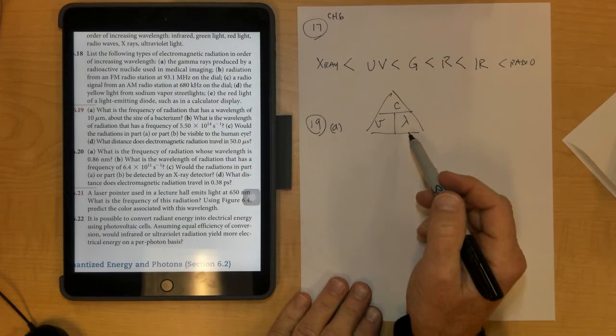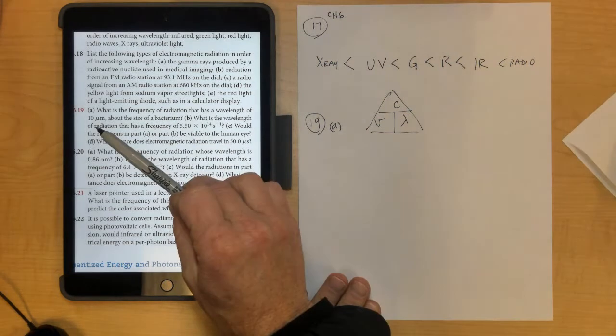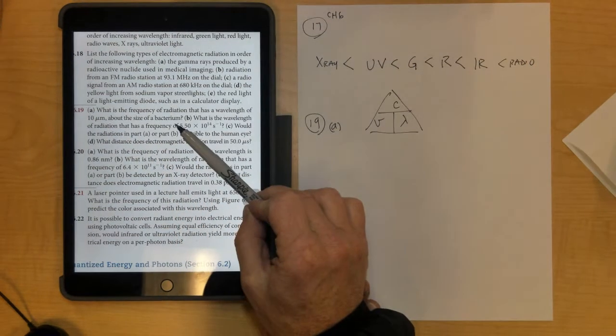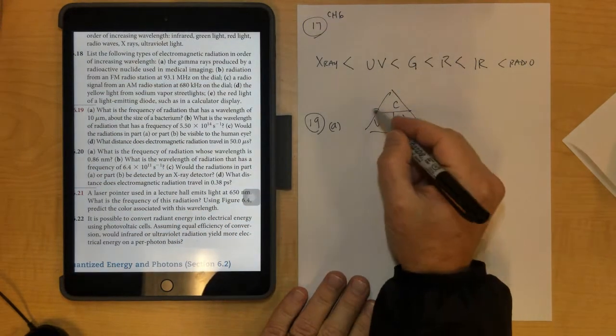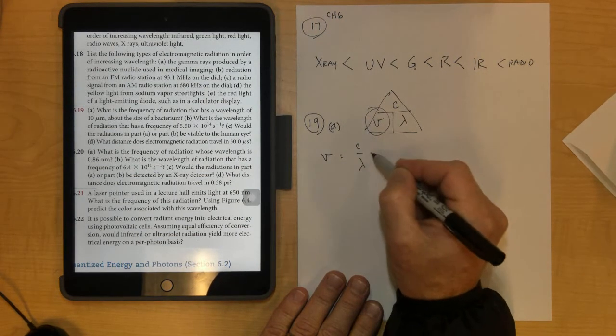So this is number 19. It asks, what is the frequency of radiation that has a wavelength of 10 micrometers, about the size of a bacterium? So it wants to find frequency, so we're looking for nu. Nu is equal to c divided by lambda.